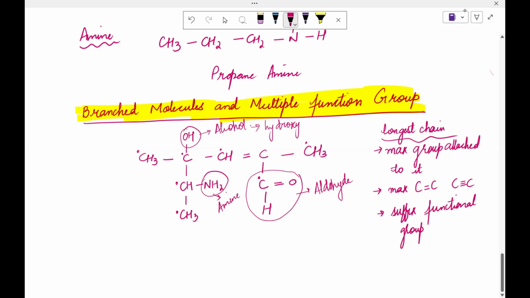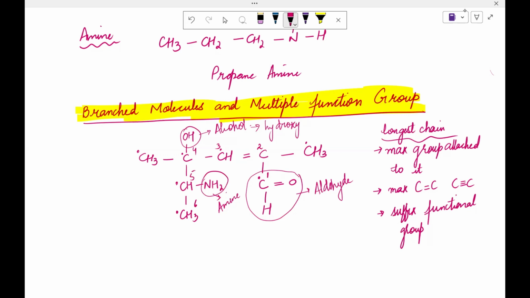Okay, so the longest chain can be from this place, but we are going to choose from this place. 1, 2, 3, 4, 5, 6. The reason is that it has the aldehyde group attached to it. That is why I'm choosing this as the longest chain. A question may arise in your mind: sir, why have you numbered it from this place? You can even number it from this place. 1, 2, 3, 4, 5, 6.